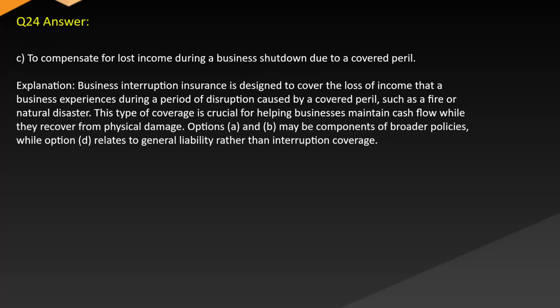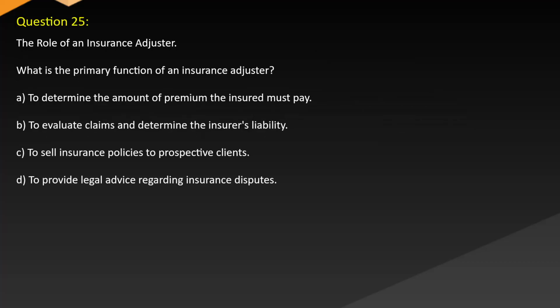Answer C. To compensate for lost income during a business shutdown due to a covered peril. Explanation: business interruption insurance is designed to cover the loss of income that a business experiences during a period of disruption caused by a covered peril, such as a fire or natural disaster. This type of coverage is crucial for helping businesses maintain cash flow while they recover from physical damage. Options A and B may be components of broader policies, while option D relates to general liability rather than interruption coverage.